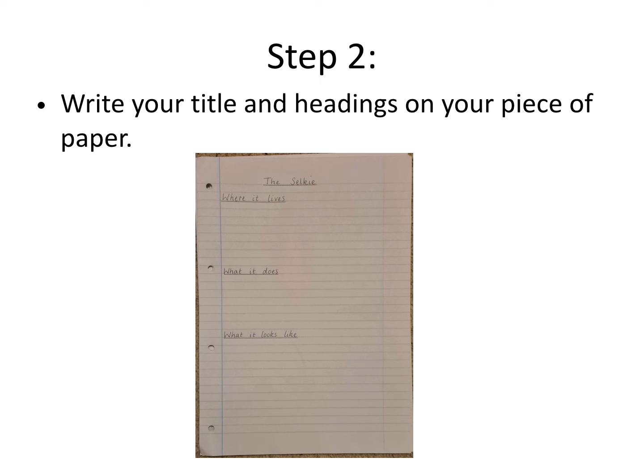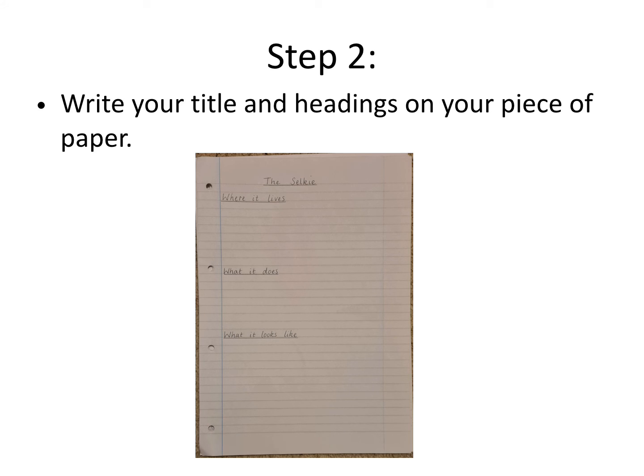The next step is to think about and write down your headings. You need to think about what information was most important when you were reading the text through the first time. There was a part about where Selkies come from, and also about what they do. You also need to think about why you're taking these notes.